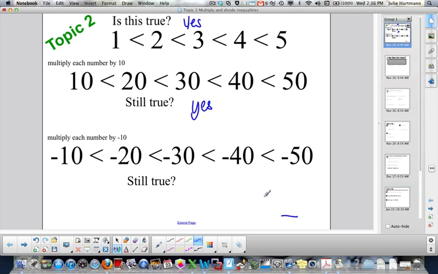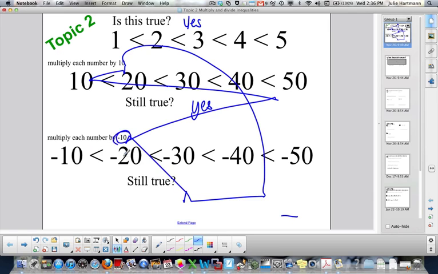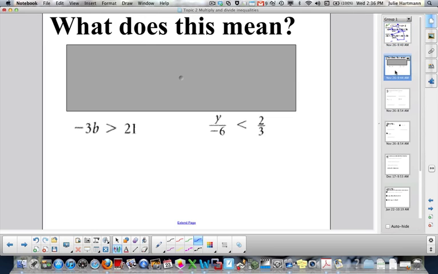Okay, so that tells us something. If we multiply by a positive number, it's okay. But if we multiply by a negative number, not true anymore. All right, I think you got my point on that side. Let's go to the next slide and look at what this means.